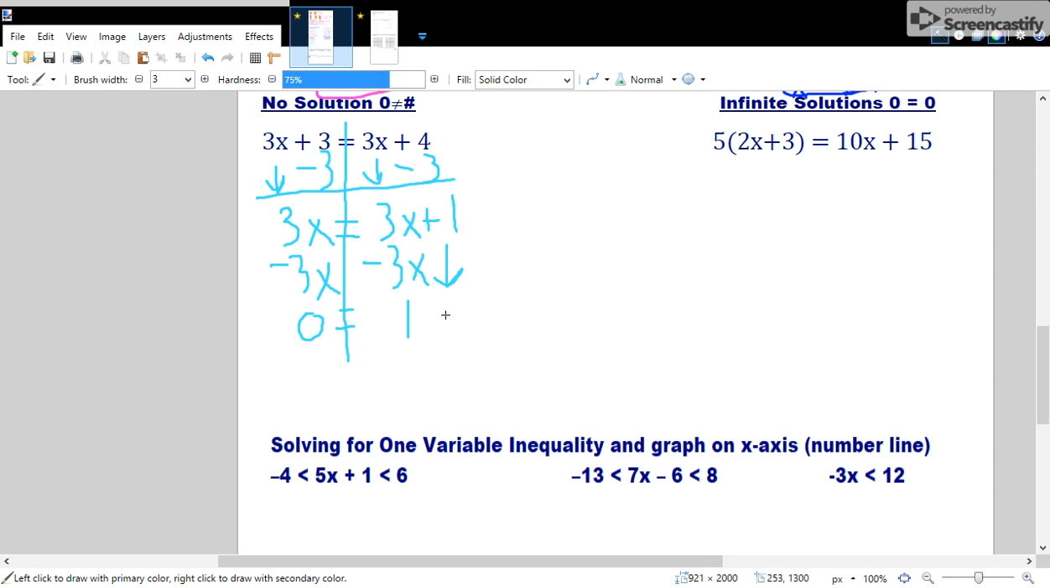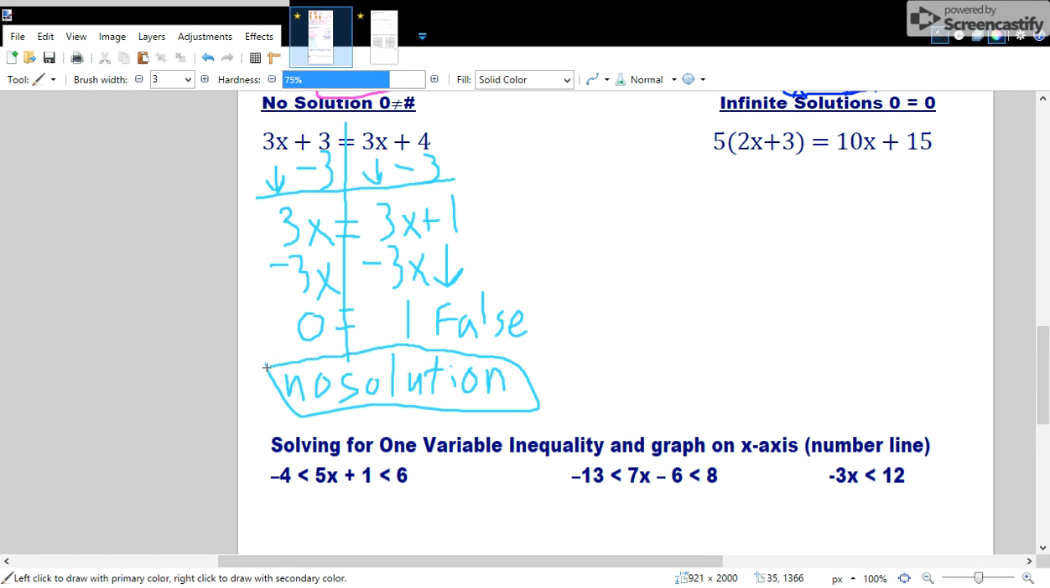Wait, that's false. That's always going to be false. So you can put false right here. And if it's a false statement, you put no solution. You'll get no solution if you have a false statement there.